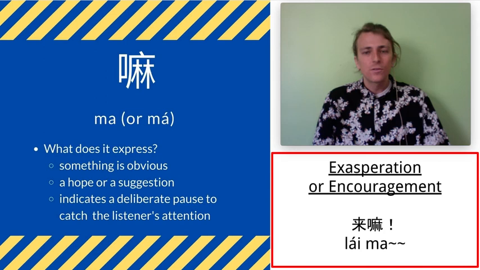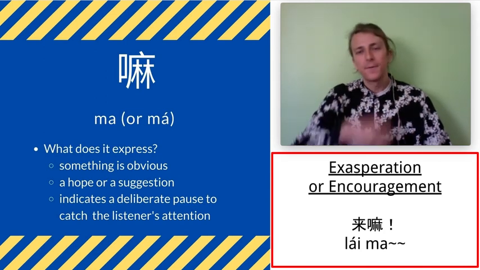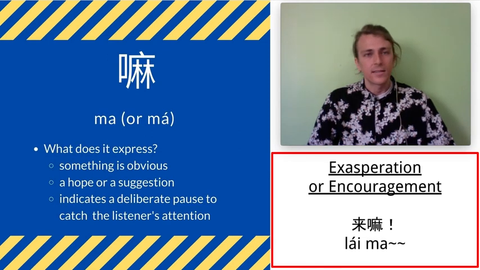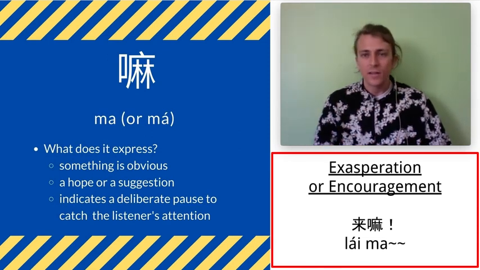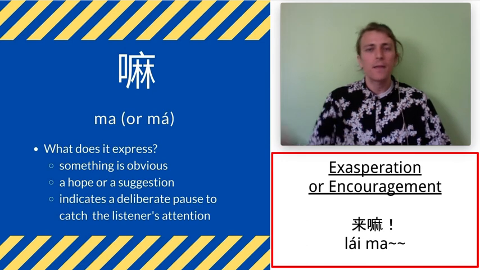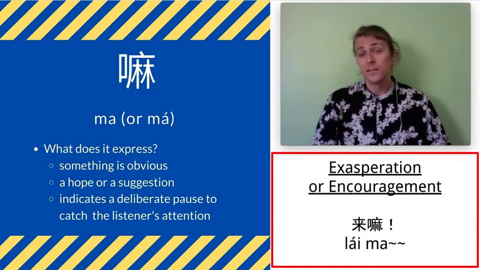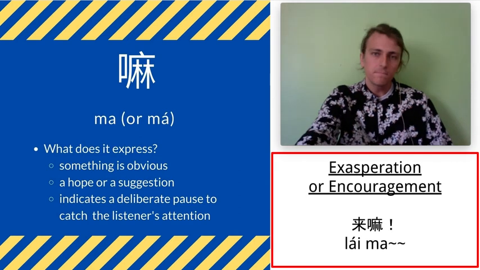We can also do this for encouragement. So 来嘛,来嘛. You'll see this a lot in advertising or on people's WeChat pages. If they're advertising an event, they might say 来嘛, meaning like, come on. This is used a lot in Yunnan as well, I think, although you can hear this one all over China.